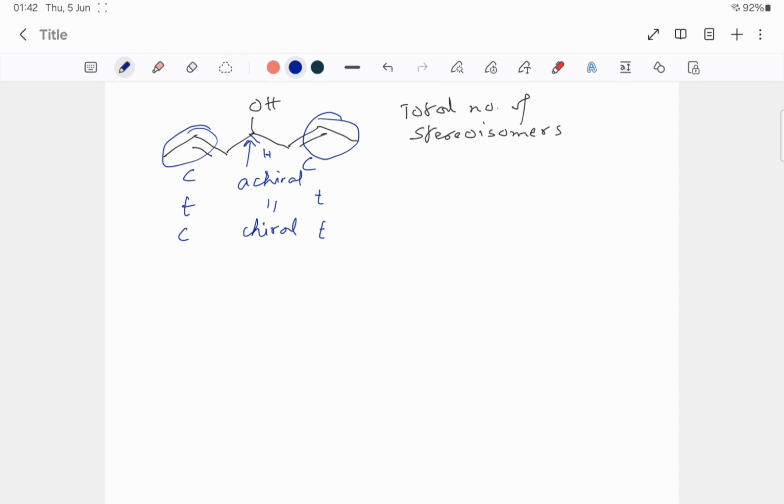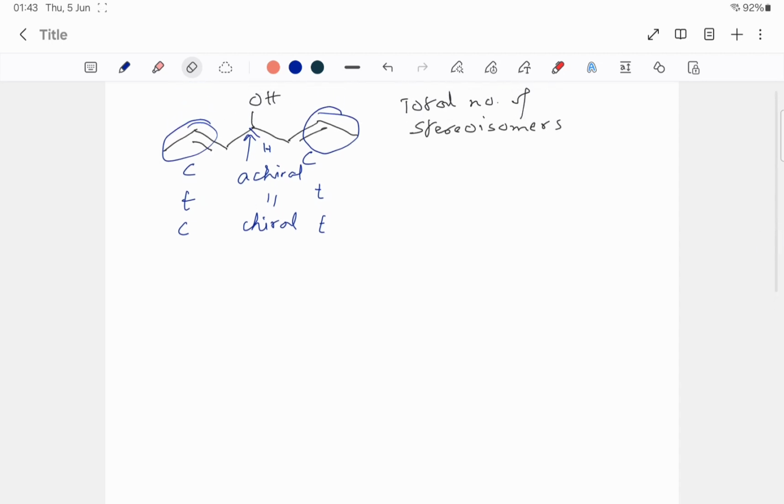Now the common mistake students make is that they use the formula: if the number of stereocenters is n, then the total number of stereoisomers is 2 to the power n. But this cannot be applied here. Here you have to actually draw the structure to do it. That's a common mistake. Let's see. So we have cis, trans, and cis-trans.